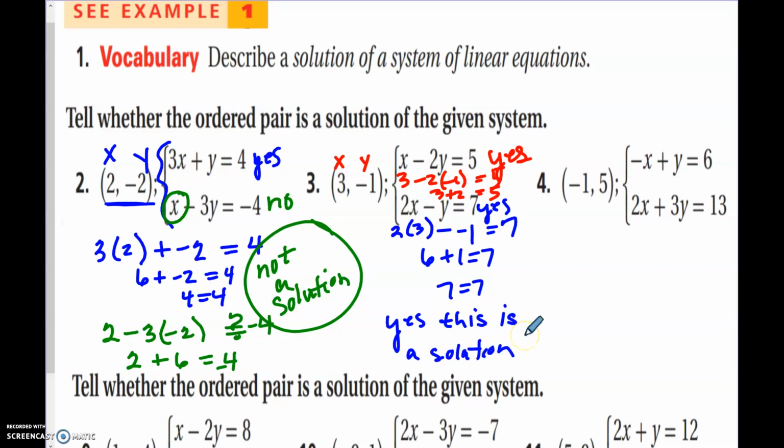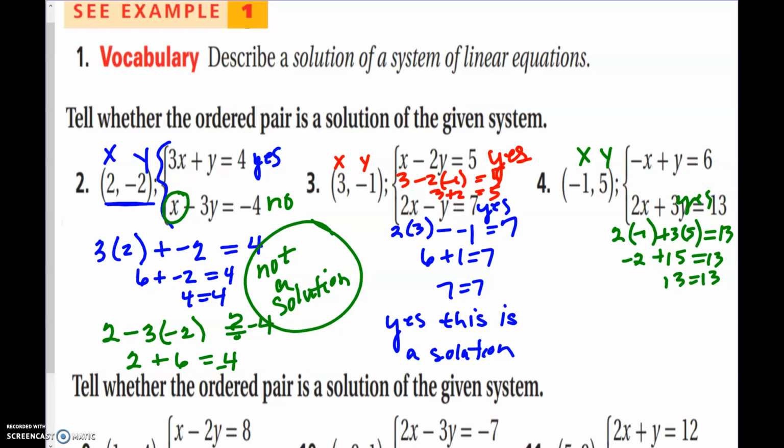All right, trying this third one here, number 4. Remember that this is x and this is y. So I'm just going to plug it into this equation for space purposes. So 2 times negative 1 plus 3 times 5. And we want to know, does that equal 13? So 2 times negative 1 is negative 2 plus 15. So 13 equals 13. So yes, it works for the second equation.